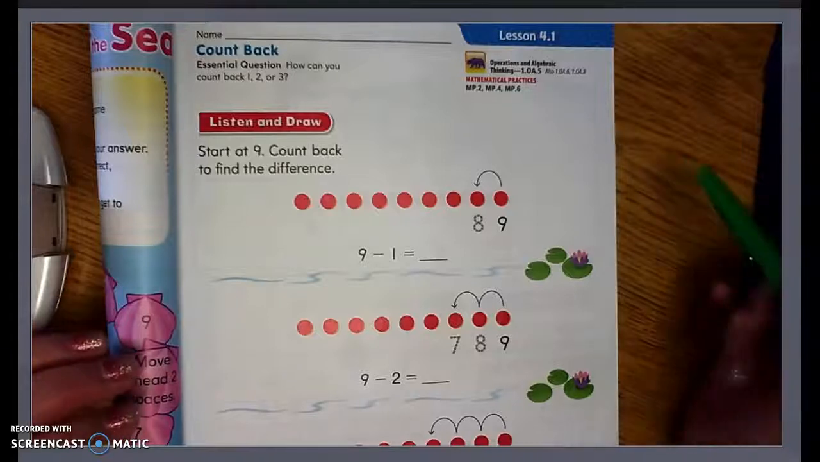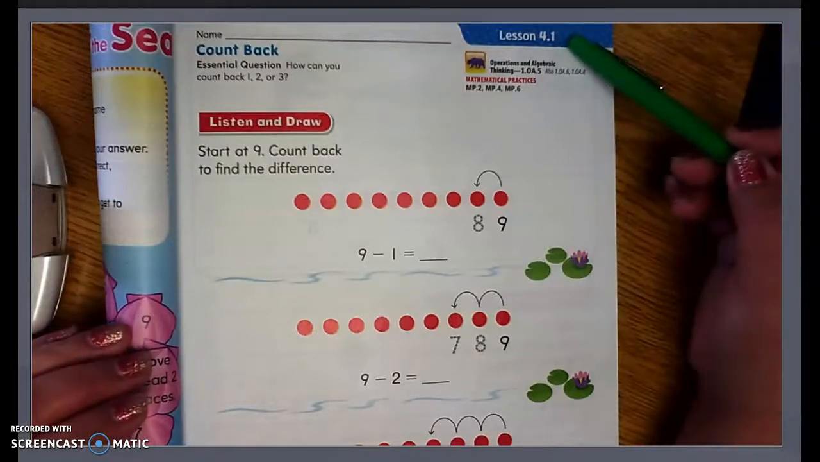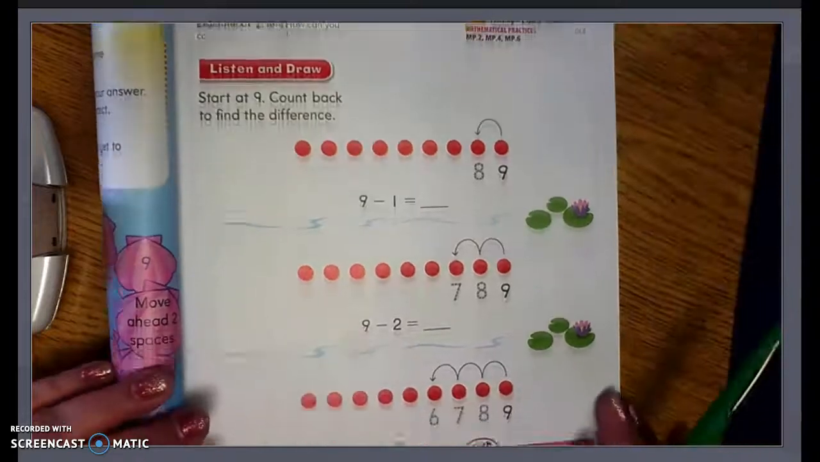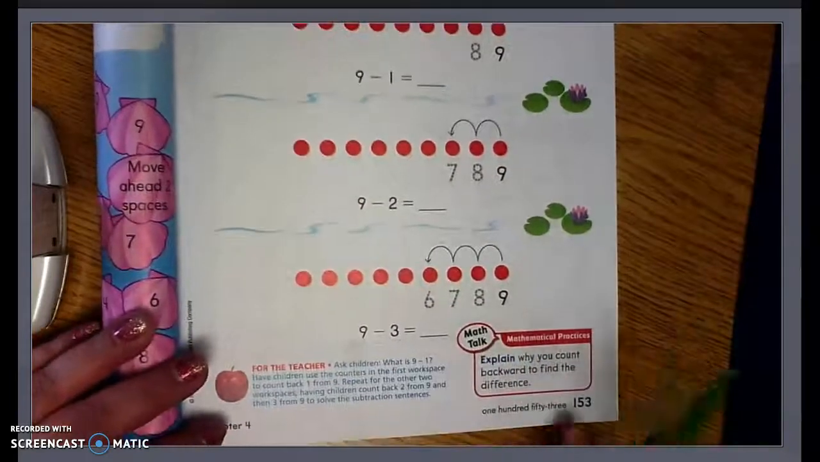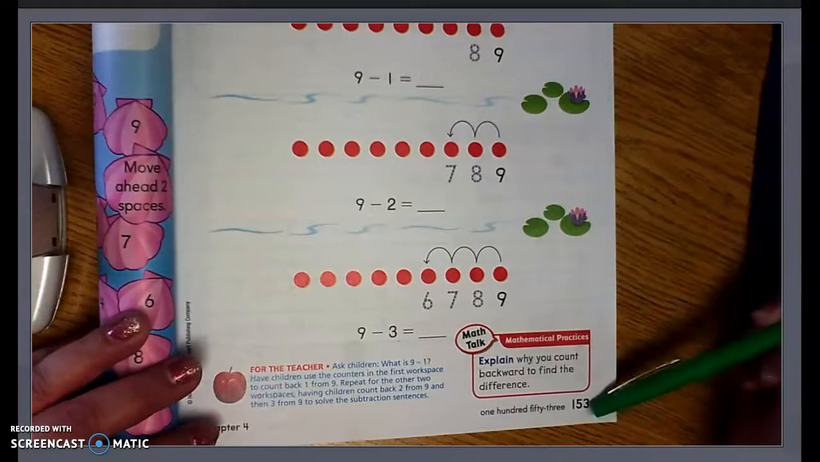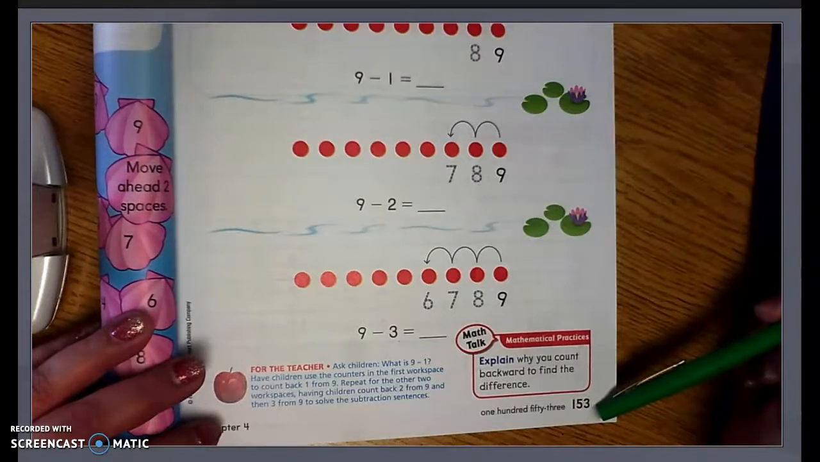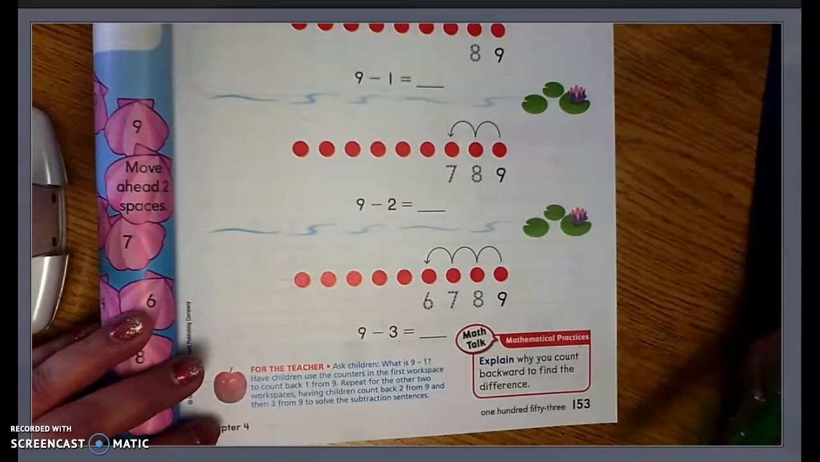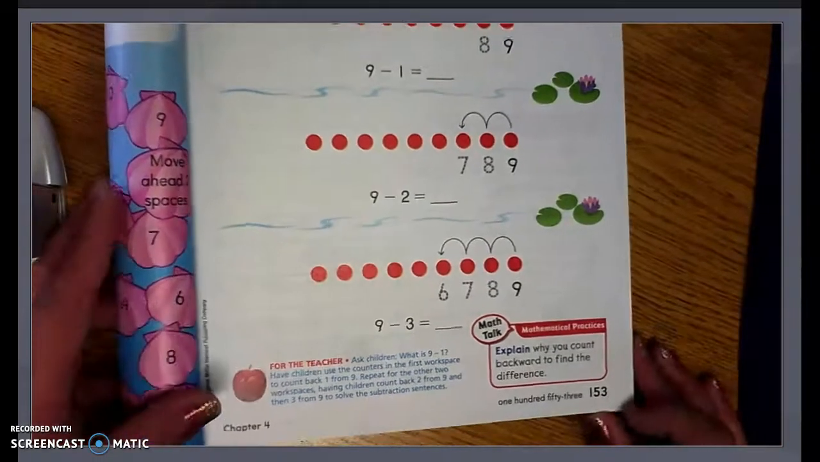Hello boys and girls, so I'm going to go over lesson 4.1 and it is on page 153. So if you need to pause the video so that you can look for page 153, please do so now. Page 153.